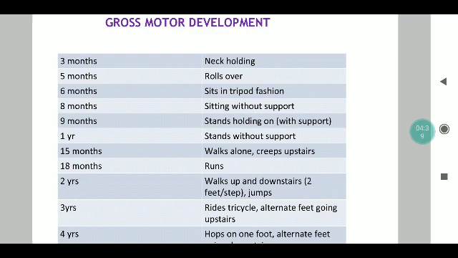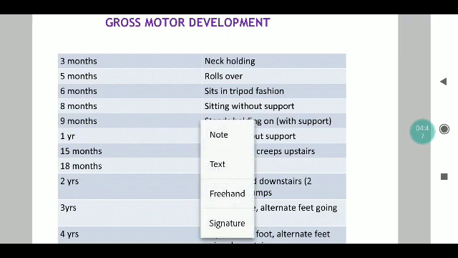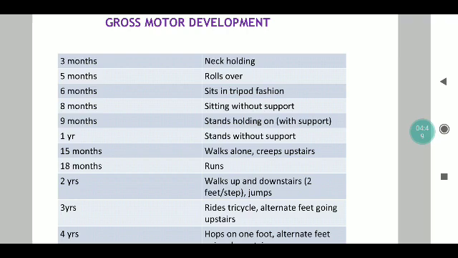At the 8th month, the child sits without support. So initially the child is sitting in a tripod fashion, that is with support, at the 6th month. By the 8th month, the child sits without support. So from sitting with support, the child moves to sitting without support. At the 9th month, the child is able to stand with support. And by 1 year, the child is able to stand without support. This milestone is particularly important because the first birthday milestone of gross motor is standing without support.